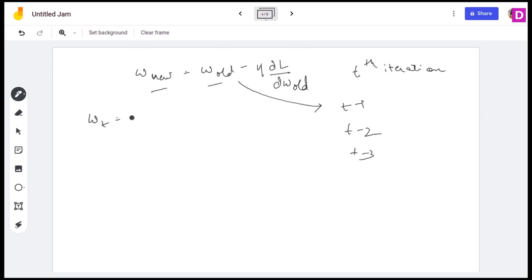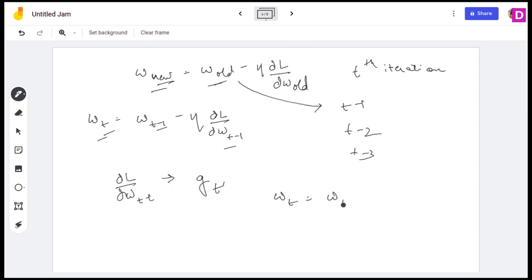So we have wt equal to wt minus 1 minus eta times of dl by dw t minus 1. The reason why I am writing this is because it becomes easier to write. Instead of writing new and old all the time, let us just represent this with the iteration number. And instead of writing dl by dw all the time, let me just replace it with gt, that is gradient at the tth point. So the new equation becomes wt equal to wt minus 1 minus eta times of gt.